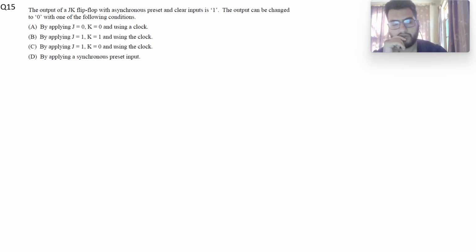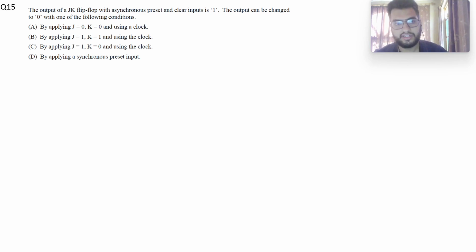So let's just examine individual outputs. If you apply J equal to 0, K equal to 0, it will remain at the same position, so it will not change. Let's see option C, by applying J equal to 1 and K equal to 0 and using the clock, it will again be equal to 1. By applying the asynchronous preset input, it will not change.